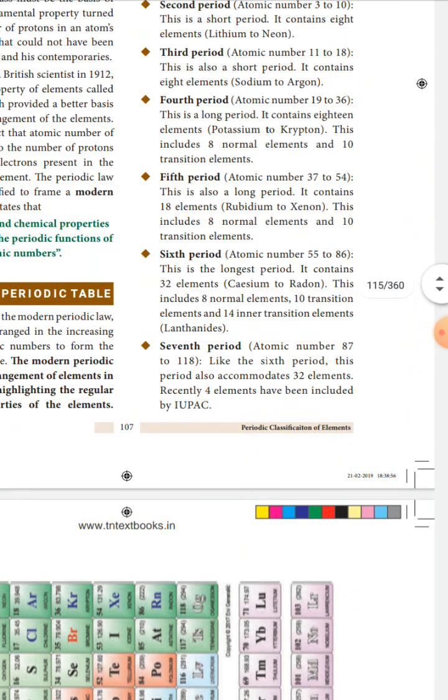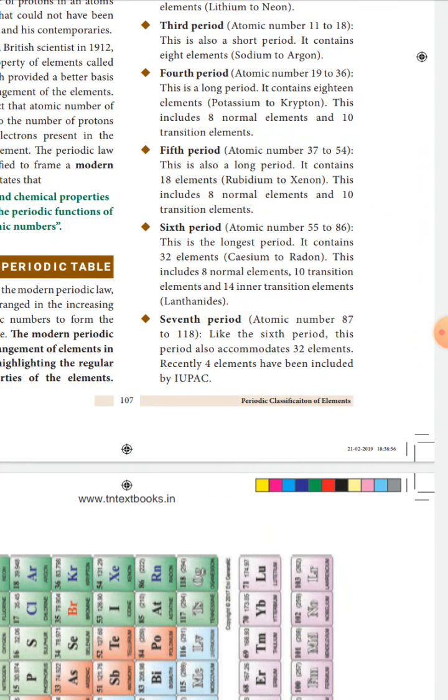Then the fourth period, starting from atomic number 19 to 36. It contains 18 elements from potassium to krypton, and this constitutes 8 normal elements and 10 transition elements. The 19th one is potassium, then calcium, scandium, titanium, vanadium, chromium, manganese, iron, cobalt, nickel, copper, zinc, gallium, germanium, arsenic, selenium and bromine. Next to the last one, krypton. So these are the 18 elements present in the fourth period, which is a long period in the periodic table.